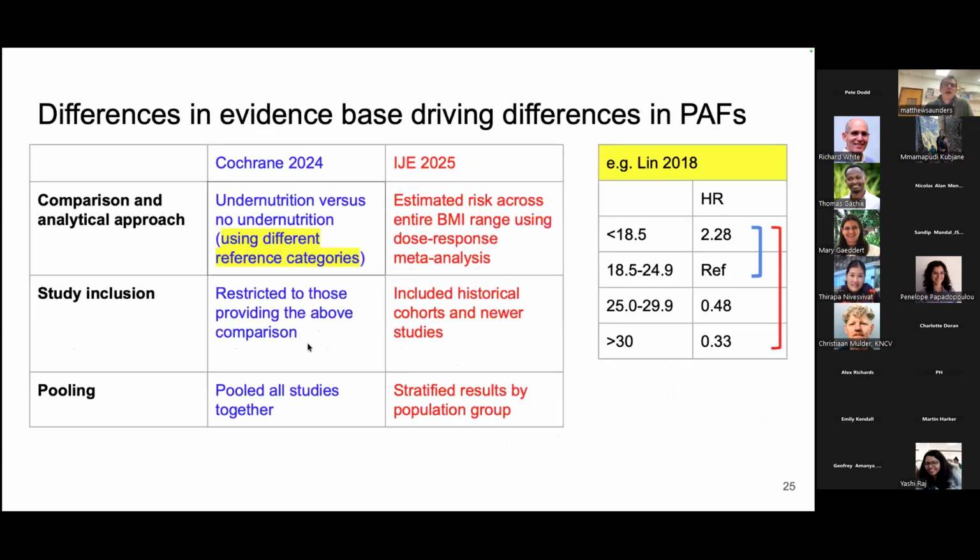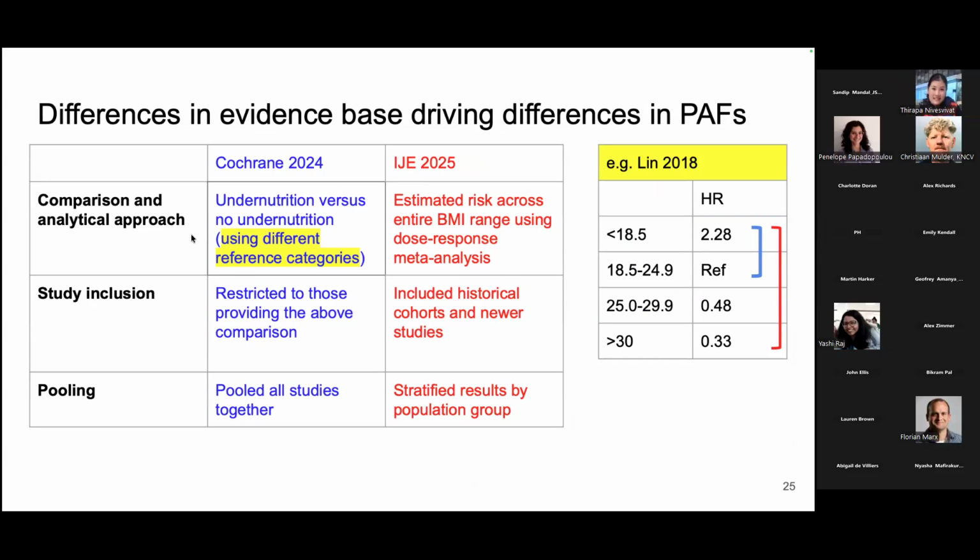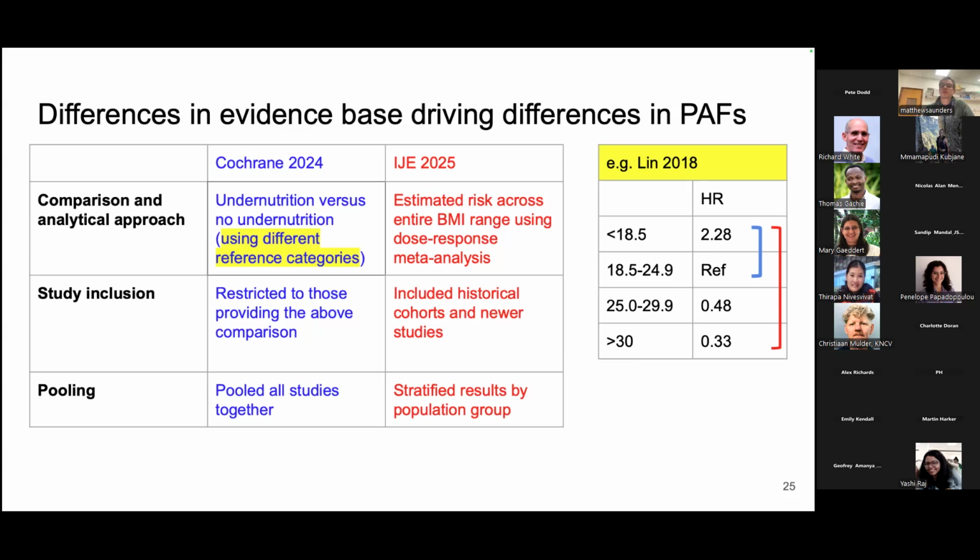There are some differences in the evidence base which drive some of the differences between our analysis and the Cochrane. I won't go into too much of the detail on this, but I think it's important to highlight the first one, which was the analytical approach. As I said, in the review that we did, we tried to estimate the risk of TB across the entire BMI range, and we did that using these dose response meta-analysis methods. Whilst in the Cochrane review, it's very much a binary comparison of undernutrition versus no undernutrition.